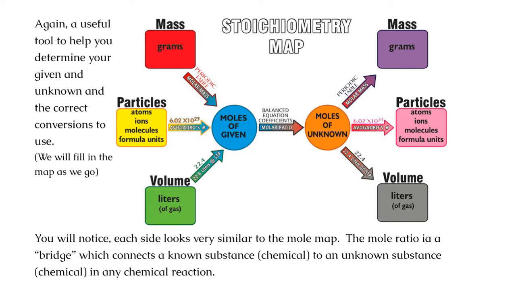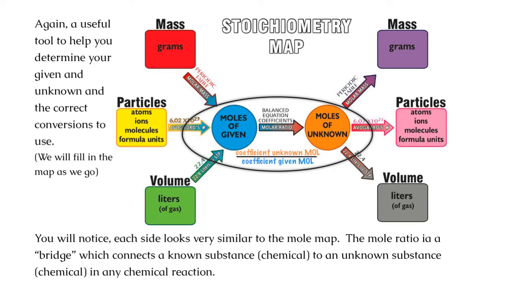Just like we had a mole map, we also have a stoichiometry map. So it's a helpful tool. Some may need it, some may not. We will fill it in as we go. Today we're going to hang out in the moles of the given to the moles of the unknown, which when we look at that conversion factor, it becomes the coefficient of the given with the unit of moles on the bottom and the coefficient of the unknown with the unit of moles on the top. There's what your conversion factor looks like.